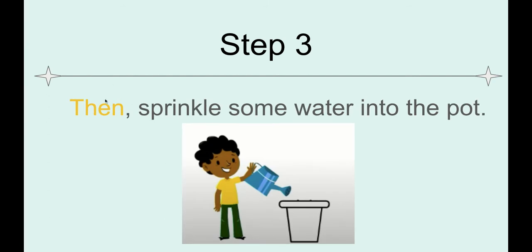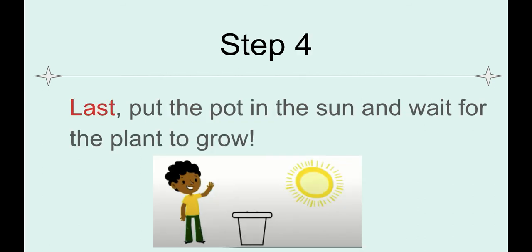Step 3, then sprinkle some water into the pot. I'm still working on the middle piece of writing, so I made then a yellow color because it's a yellow transition word. Step 4, this is my final step, so I made my transition word red. So last, put the pot in the sun and wait for the plant to grow.